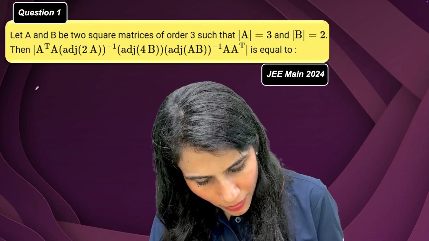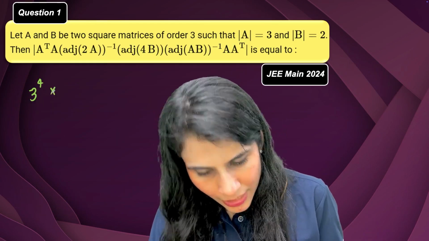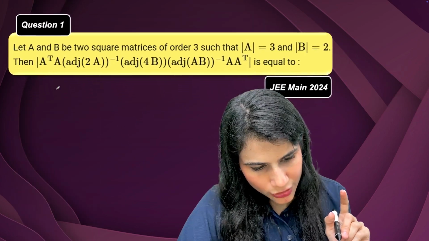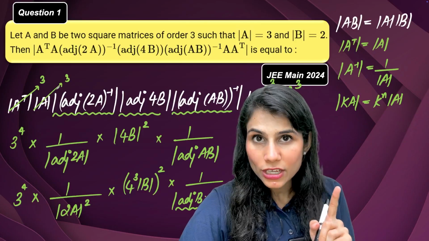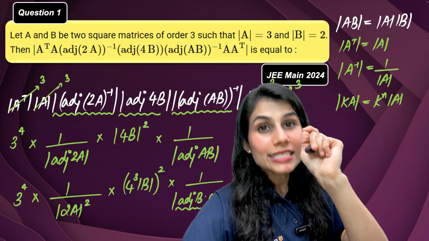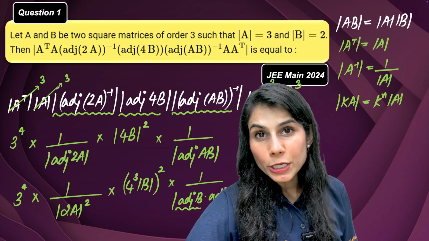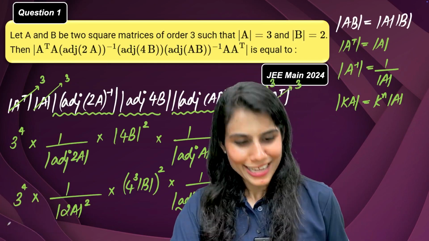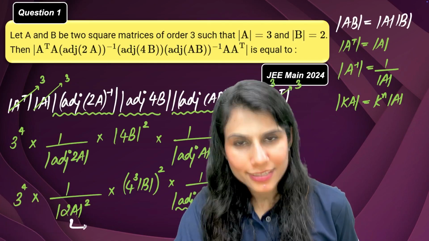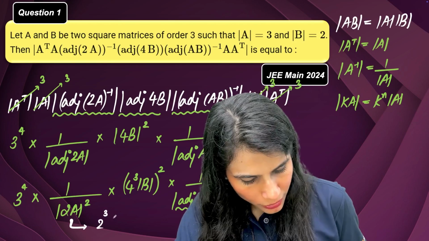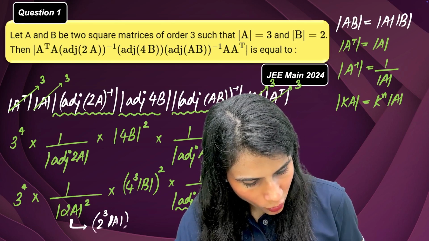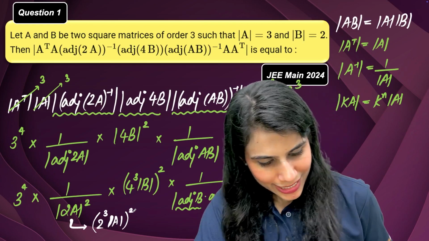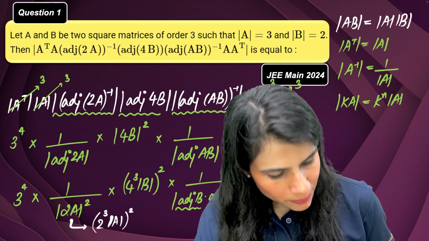This is 3 to the power 4 as it is, multiplied with, let's quickly check what was it that we had in the last page. Yep. Quickly check the calculation. These are quite calculation sensitive questions. 1 upon determinant of 2A whole square. How do you think you will resolve this? 2 will come out with power 3 and you're left with determinant of A all of this whole square. Yes or no?